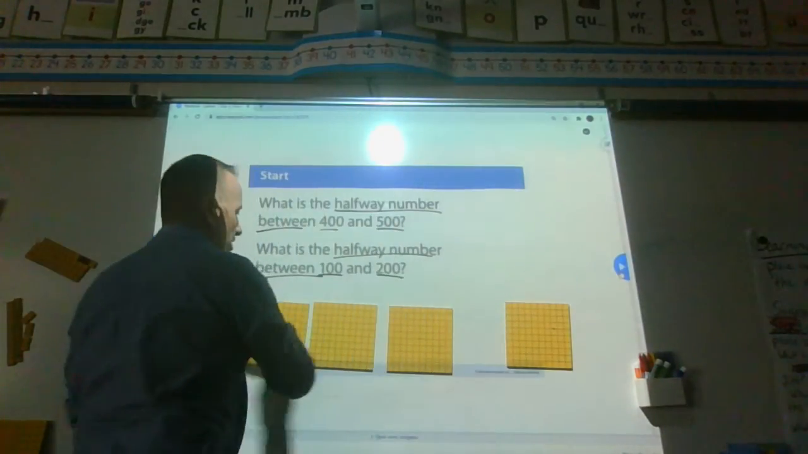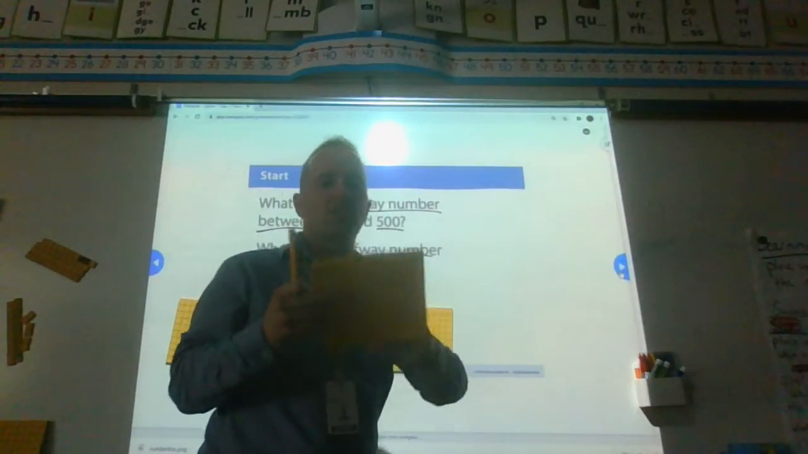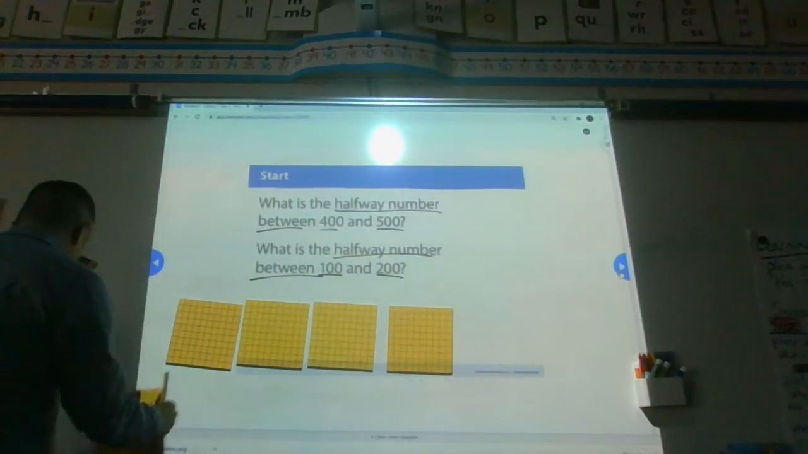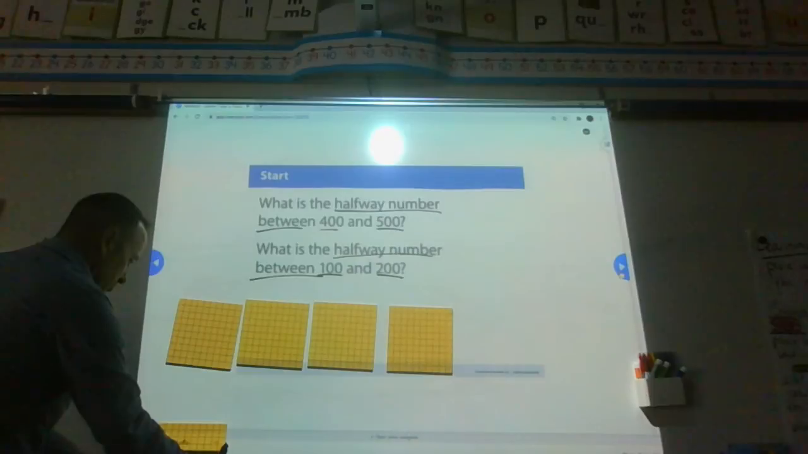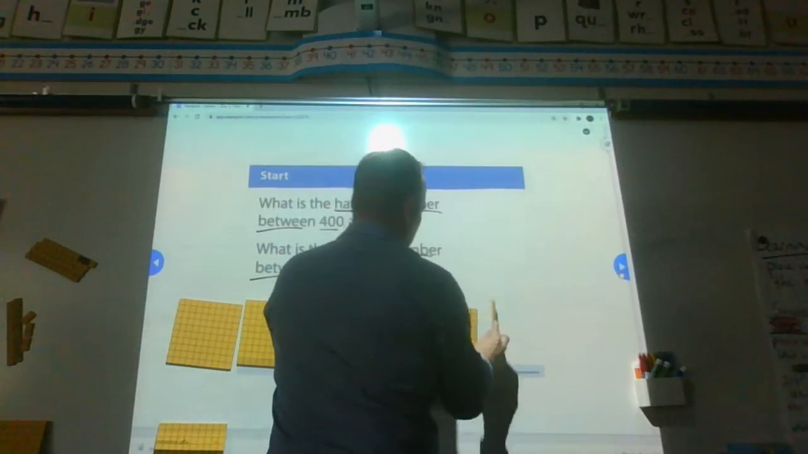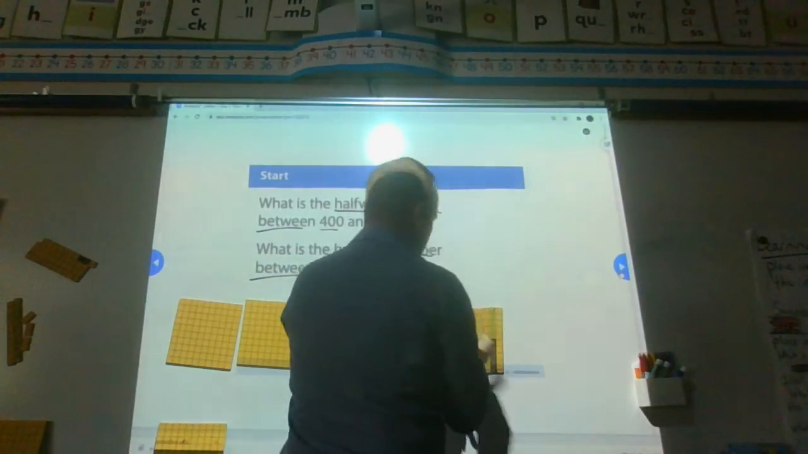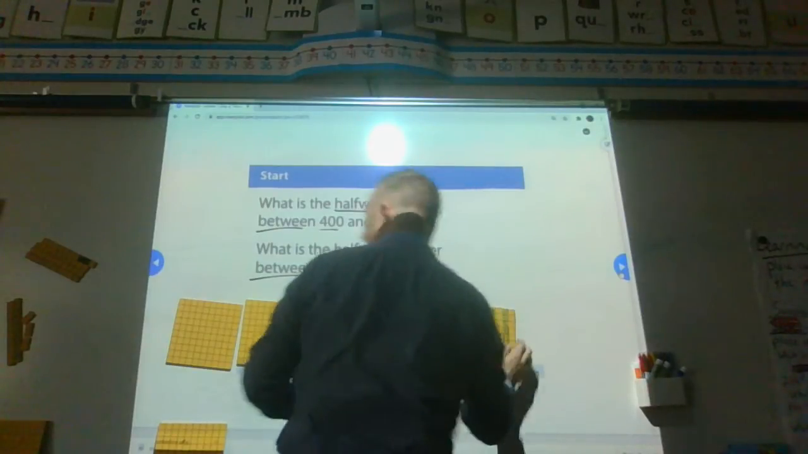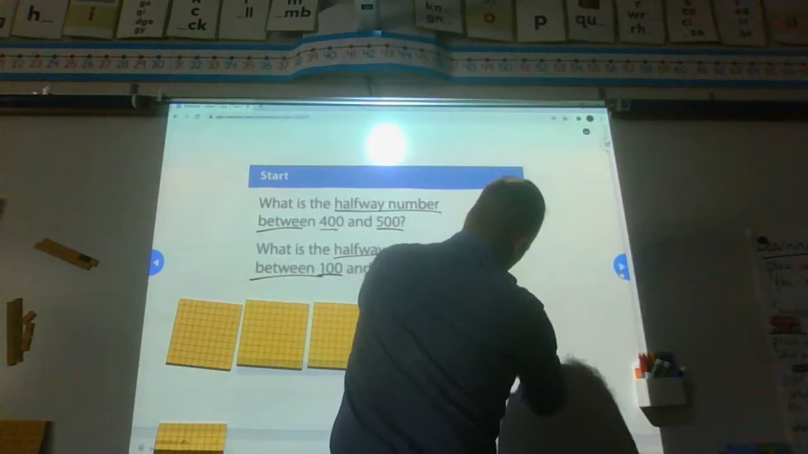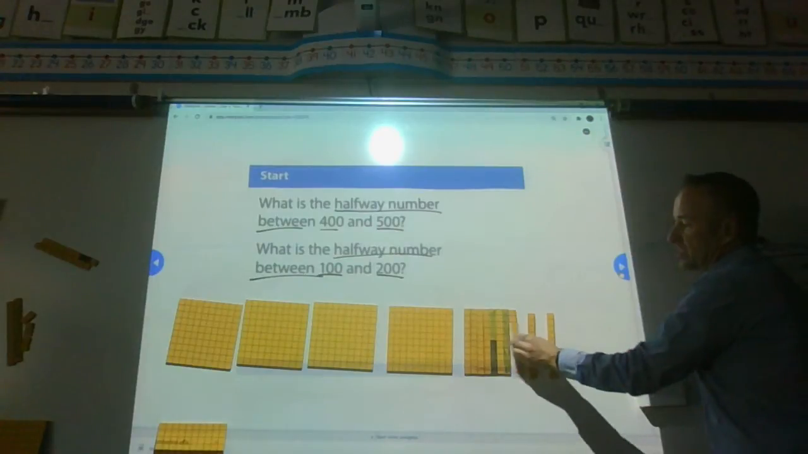So we're starting at 400, that's our starting point, and we need to get to 500. So I'm going to break this unit of 100 into 10 units of 10. So here we go. We're going to decompose or break that apart, and we have 10, 20, 30, 40, 50, 60, 70, 80, 90, 100. Okay, so that is a unit of 100, but we broke it up into 10 units of 10.